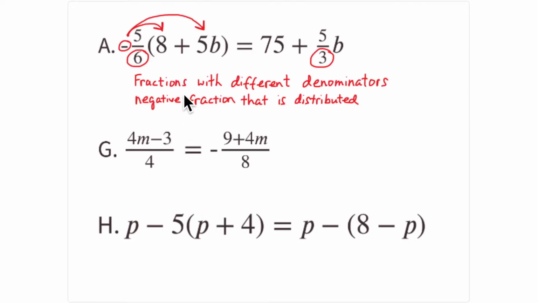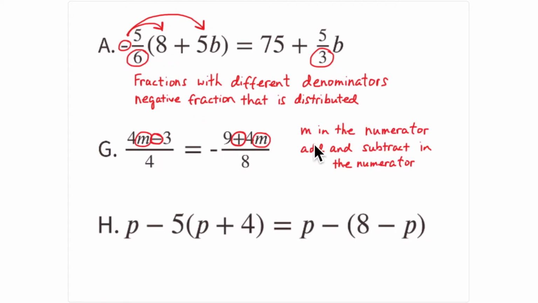So A has fractions with different denominators. So here's a 6 as the denominator, and here's a 3 as the denominator. So at some point in time, you have to deal with that. Negative fraction that's distributed. So a negative 5/6 gets distributed to this 8. It gets multiplied by this 8, and also this 5b gets multiplied by negative 5/6.